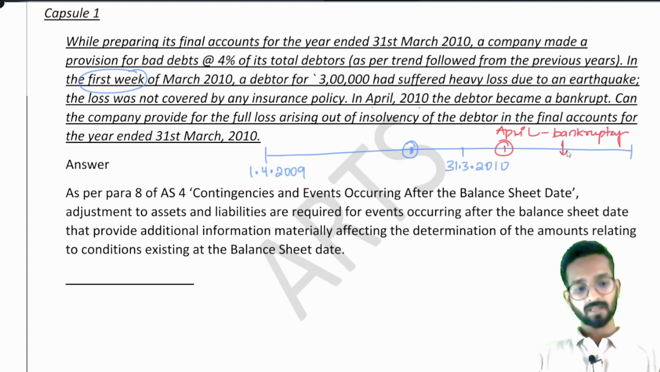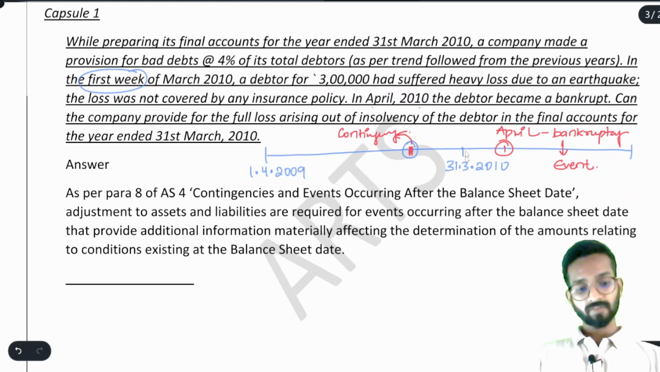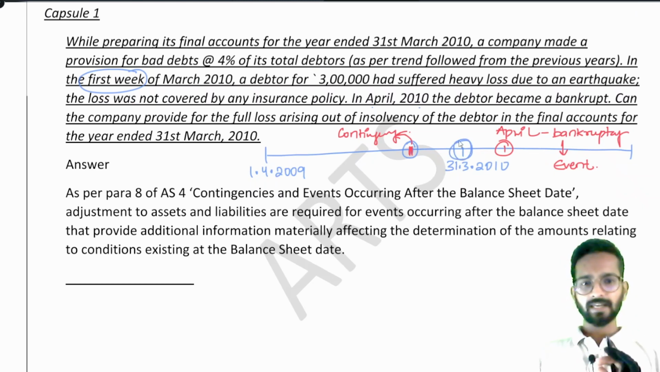Now understand this. This bankruptcy is the event. The earthquake in the debtor's premises, in his area, that will mark as the condition, or you can say the contingency. When the earthquake came in his area, I already had an idea that I might suffer some loss. But that time I just had an idea. Which time? On 31st March 2010. I just had an idea that there has been an earthquake, there will be definitely some problem recovering money from him. But in April month, he himself went bankrupt. Bankrupt means he has declared, I do not have any money.